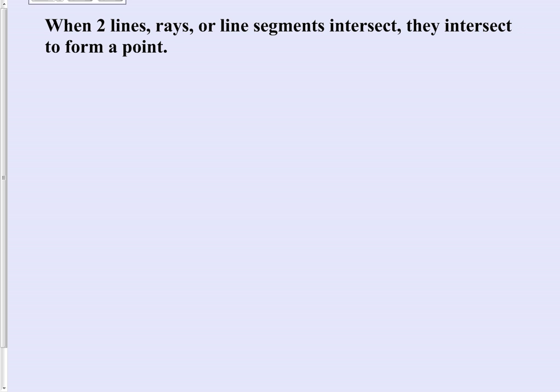Now, let's look at some of these things when they start running into each other. If two lines, rays, or line segments intersect, they intersect to form a single point. And if you think about it, that makes absolute sense. It's not like the two lines are going to bend back around and hit each other again.